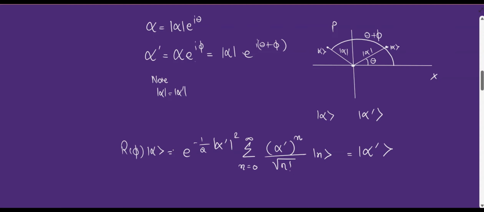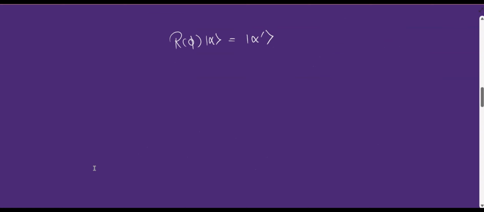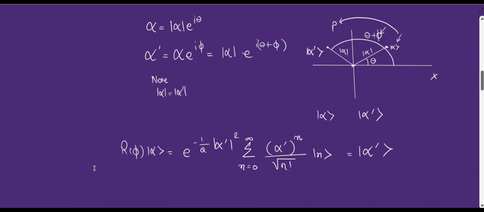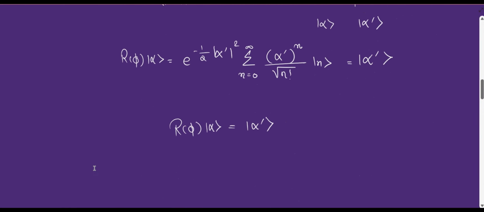So if I act the rotation operator on the coherent state alpha, it rotates the coherent state alpha by the angle phi to another coherent state alpha prime, which is equidistant from the origin. It just rotates it about the origin. So this is what the rotation operator does on the coherent state, and that is why it is called a rotation operator.